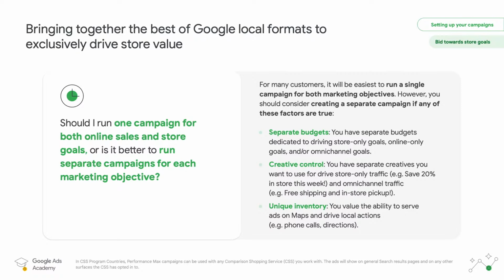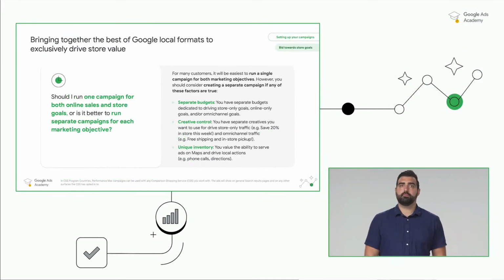Offline only or store-centric creative could be misleading if using this in tandem with online inventory. For example, if you use 20% off in-store this week only as a promo, this would not apply if someone clicks through to your site and doesn't see any discounts online on the site. Google Maps inventory is unique to Performance Max for store goals and also helps drive store visits and efficiency.